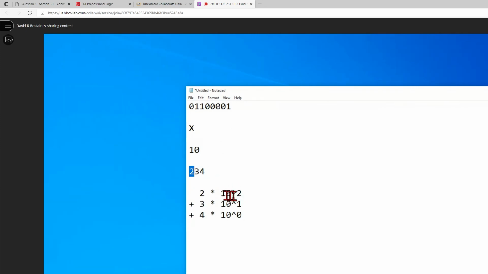So 10 squared in decimal is equal to 100 times 2 means this is equal to the value of 200. This guy now is times 10. 3 times 10 would be a 30. And 4 times 10 to the 0 power, any base to the 0 power is going to be equal to 1. So 1 times 4 is a 4. So we would add those up and we get 234, which is what we already knew because we tend to speak decimal. That's what we're used to doing.